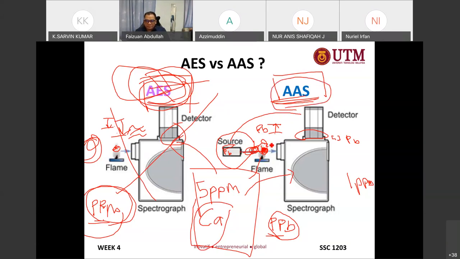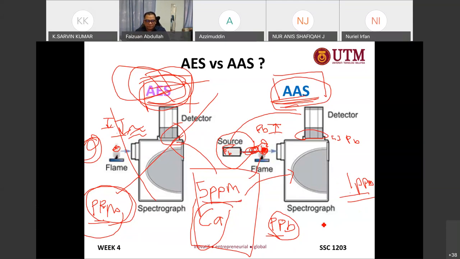We use flame AAS. For example, if I use flame, the lowest concentration that I can detect using AAS is 1 ppm. But now I have 5 ppm of calcium concentration in a solution. So what am I going to do with the solution? What do I need to do?